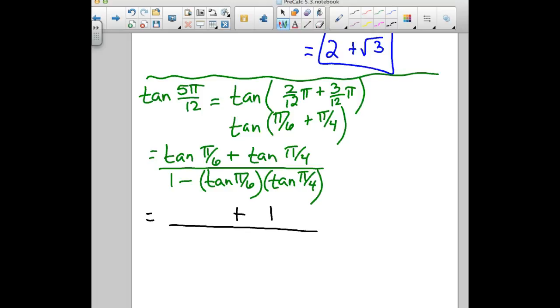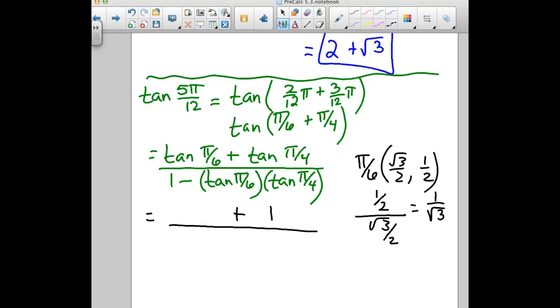The tangent of pi over 6: our ordered pair for pi over 6 is root 3 over 2, 1/2. So tangent is going to be 1/2 divided by root 3 over 2. The 2's drop out, we get 1 over root 3. Rationalized, that would be root 3 over 3.